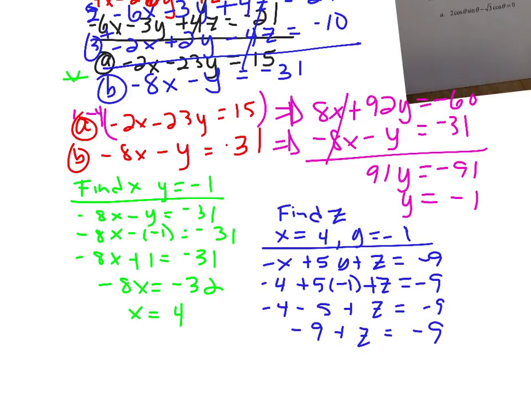So we'll add 9 to both sides, and we get z is equal to 0. So my solution is x is 4, y is negative 1, z is 0. And then you have to do a check, but I'm sure I don't need to go over the check. So you should have one solution, 3 equations. You should have 3 checks. All right, let's take a look at 1b.